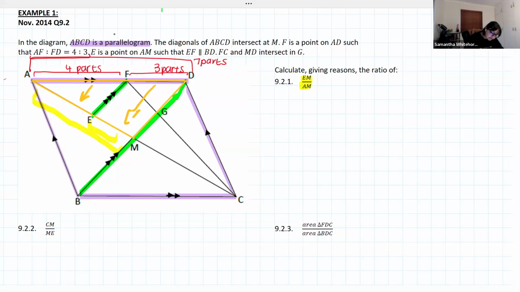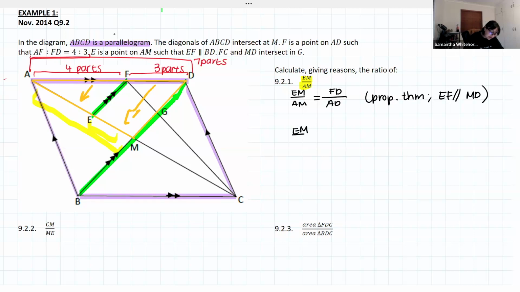EM over AM is equal to, now you match it up, EM matches up with FD, the whole side length AM matches up with the whole side length AD. Prop theorem, or you can use line parallel to one side of triangle, it doesn't really matter. State your parallel lines if you're using prop theorem, EF parallel to MD, or you can say BD, it really doesn't matter. Now that we have that, we can go fill in what we know.